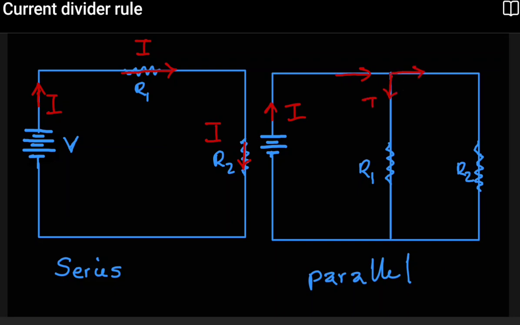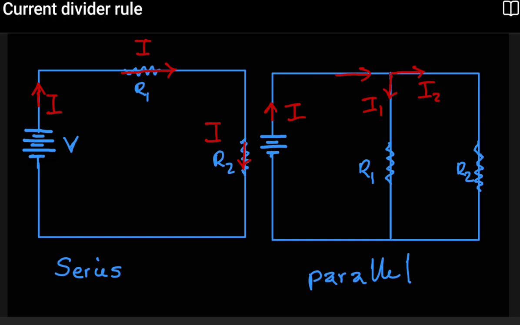So if the current coming down here is taken as I1, and the current going that side is taken as I2, then if we wanted to determine what I1 is, because that's the current passing through R1, we'd have to use the current divider rule. So the current divider rule is used to determine the current that will pass through any resistor in a circuit, provided the resistors are connected in parallel.